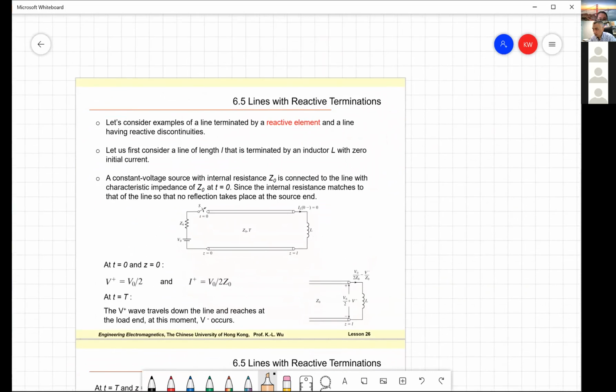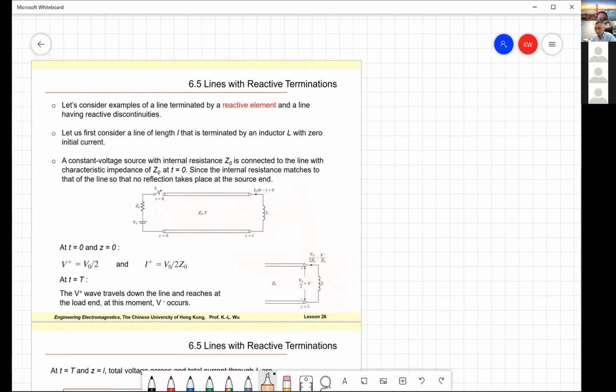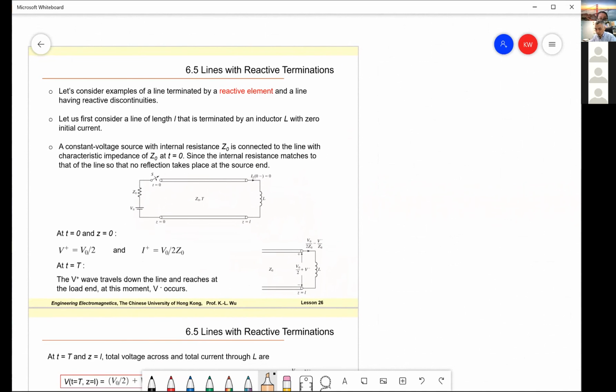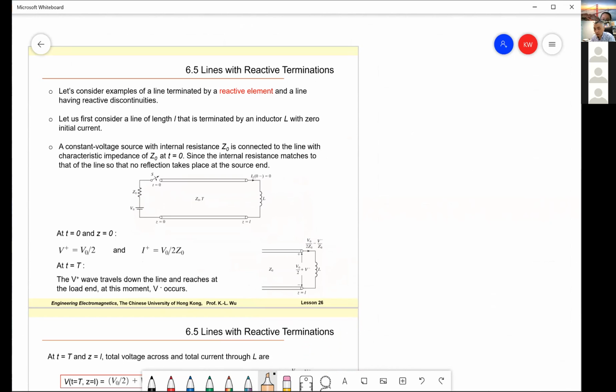Okay, now let's come to this session. If we connect the end of the transmission line not by a resistor, but by a reactive component.